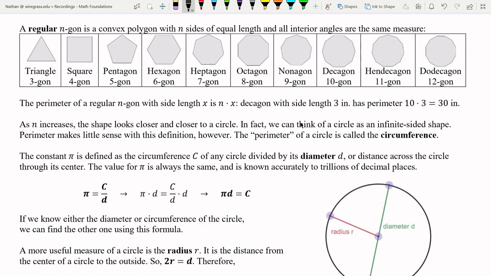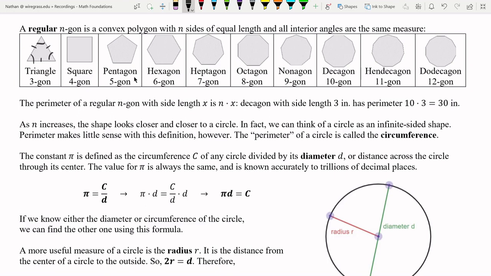A regular n-gon, or polygon, is a convex polygon with n sides that are all equal in length, and all interior angles are the same measure. And the regular three-gon is a triangle, an equilateral triangle. All of these angles are going to be 60 degrees, and all these side lengths are equal. That's what an equilateral triangle is.